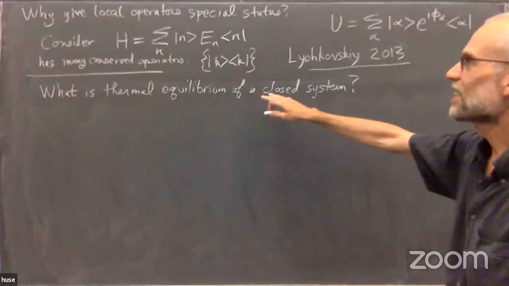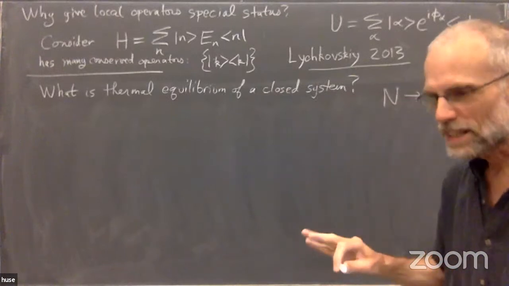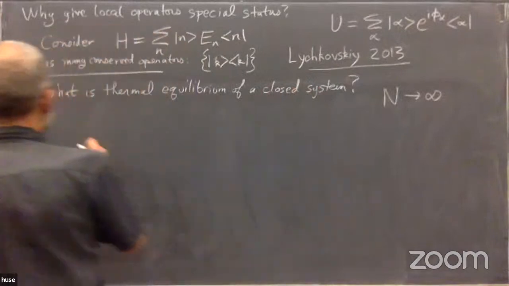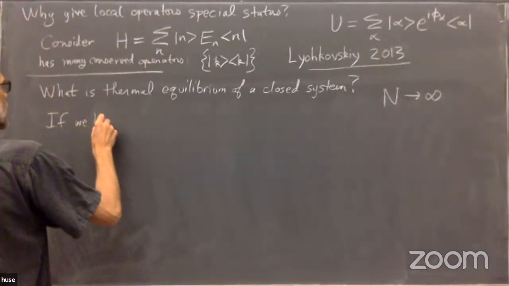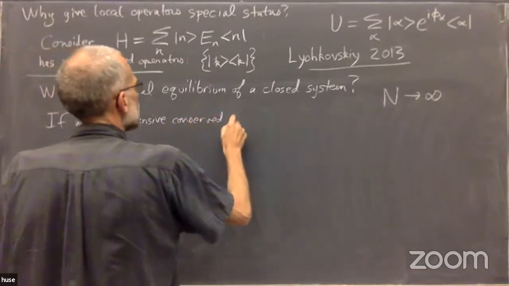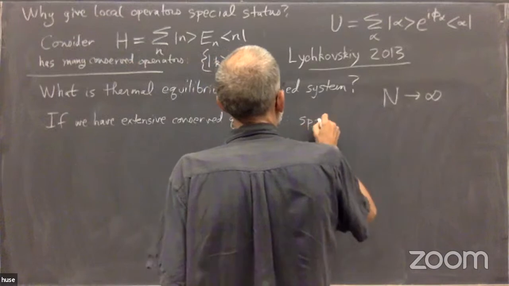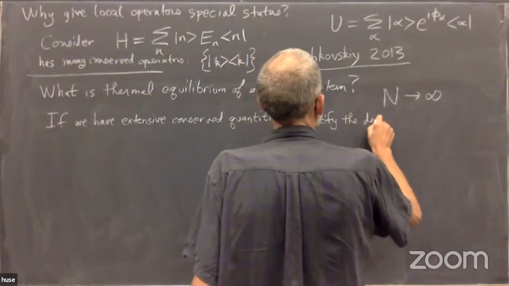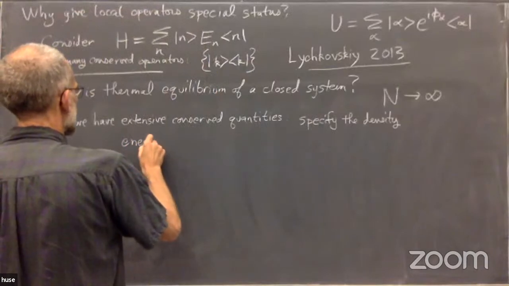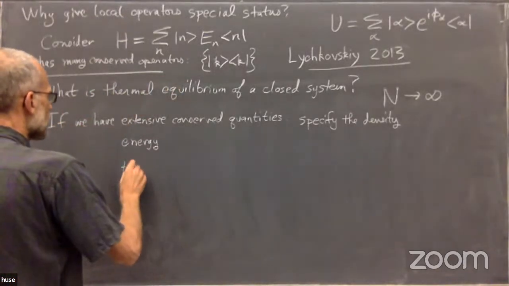Now, to make this a sharp question with a sharp answer, we need to take the limit of infinite number of degrees of freedom. Otherwise, it's not sharply defined. Okay. Now, if we have extensive conserved quantities like energy or particle number or magnetization, we need to specify the density of those. So for example, this could be energy. So we could specify the energy density to specify what thermal equilibrium we're talking about, or the conjugate variable, the temperature.